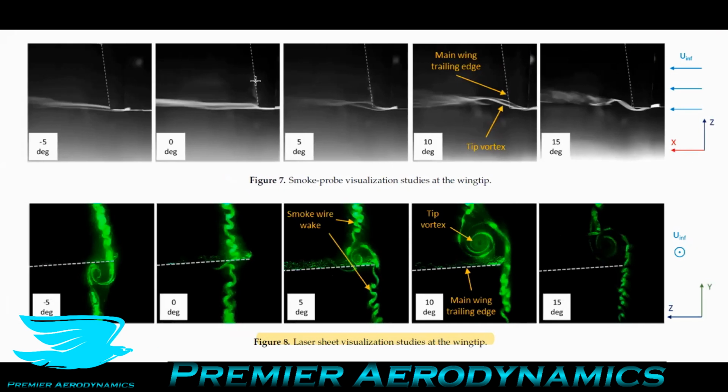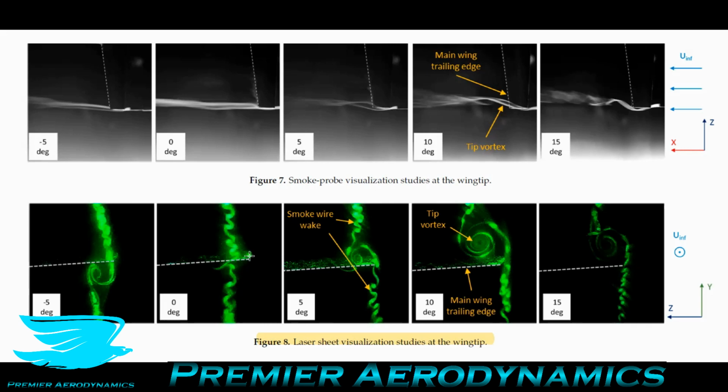On the top, we have from -5 to 15 degrees, just this smoke flow visualization around the wingtip. And you can see as you increase the angle of attack, this wingtip vortex becomes stronger and stronger. The smoke really swells up, like twirls around. They also have the Rayleigh scattering approach, which is where you shine a laser into the flow sheet of it, and you can illuminate the flow at one point. And again, as you increase the angle of attack, this vortex becomes stronger and stronger.